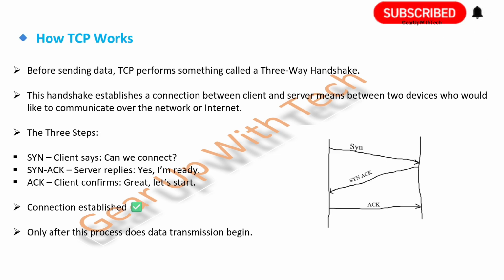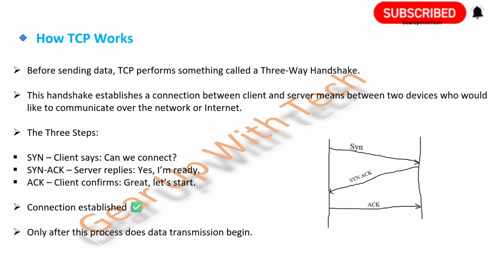So how does TCP work? Before sending data, TCP performs something called a three-way handshake. This handshake establishes a connection between client and server, meaning between two devices who would like to communicate over the internet or network. The three-way handshake involves three steps. First is the SYN packet. Here you can also see in the diagram: SYN, SYN-ACK, and acknowledgement. First the client says, can we connect to the server? Then the server replies with SYN-ACK.